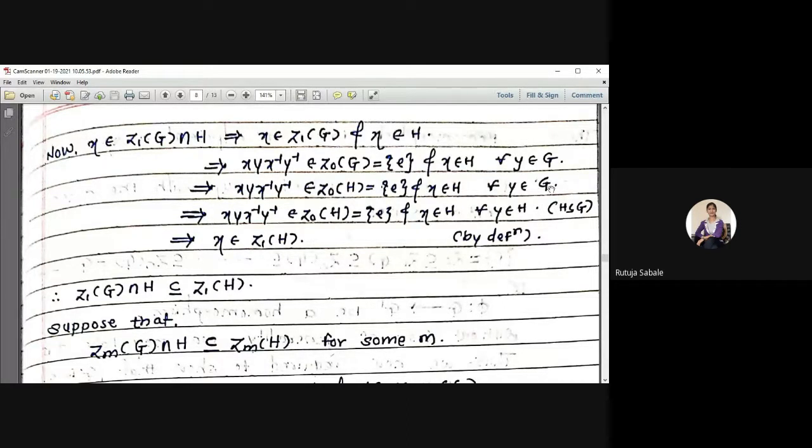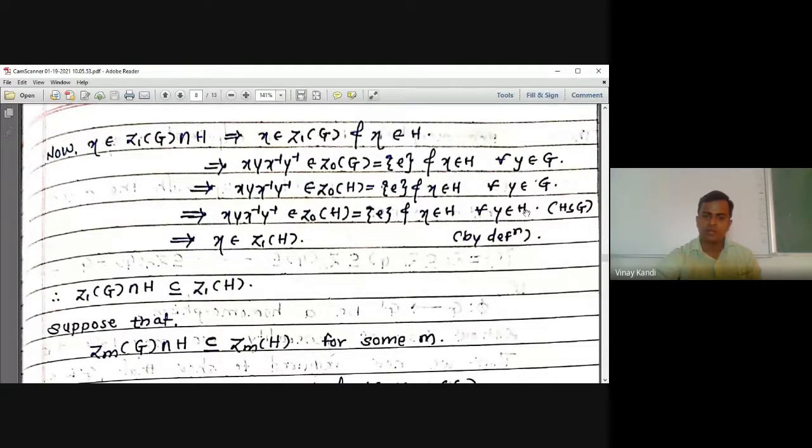For every element of y, it is true for every element in G. It implies that, but H is a subgroup of G. Hence, for any element of H, this statement is also true. Okay? Any difficulty up to here? For any element y belongs to H also is true. It means that, but it is the definition of what? Z1 of H. Okay, this is the definition of H.